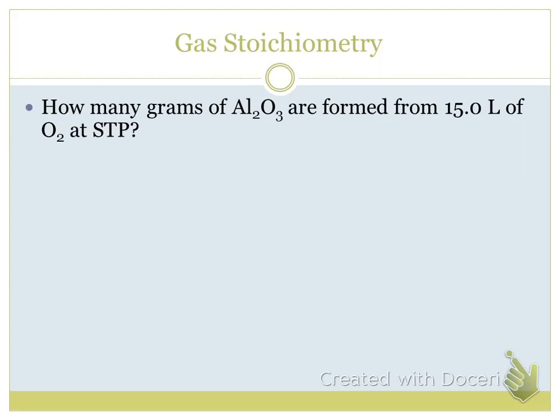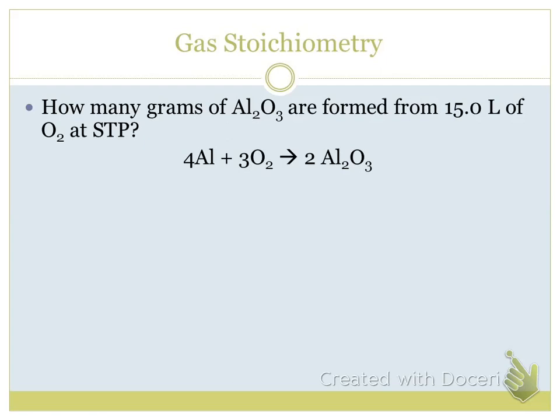Okay, so to start this problem, like any stoichiometry problem, we need a balanced chemical formula. Right? We have to have a chemical reaction, because if we don't have the mole ratio, we can't do stoichiometry without that balanced chemical reaction. Okay? So how many grams of Al2O3 are formed from 15 liters of O2? Right? So here is our balanced chemical reaction. I gave you your reaction. So write that down if you need to.